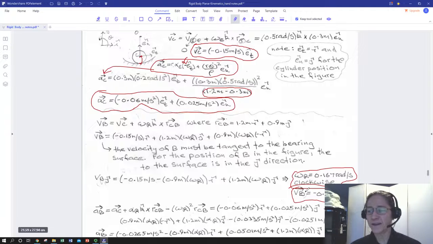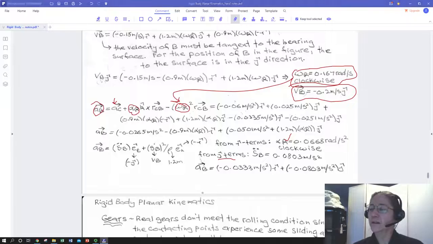Now repeat with our equations for acceleration. Okay, we're back from a little editing pause.